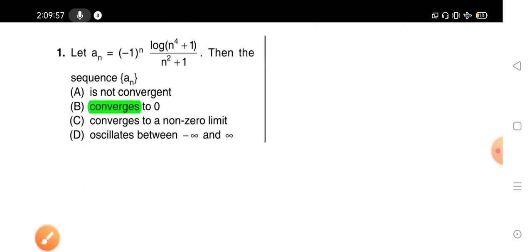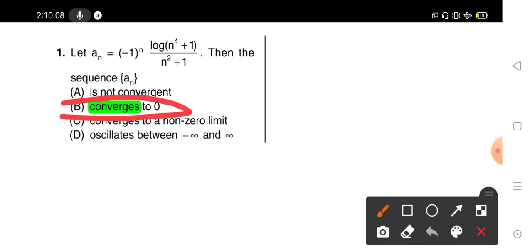Next question. Let an equal to minus 1 raised to n, log n raised to 4 plus 1 upon n square plus 1, then the sequence an converges to 0. This is the answer.